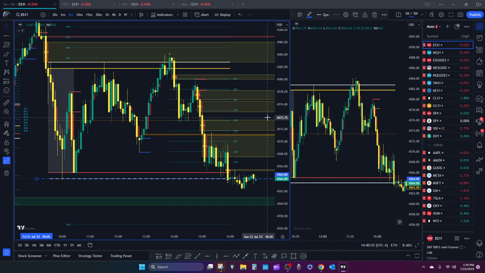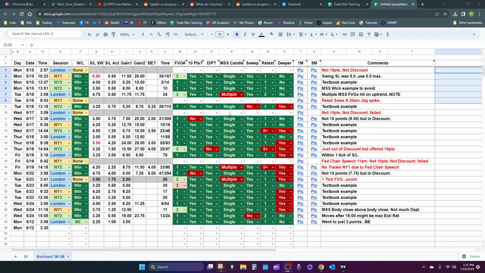It doesn't mean you can't take it. Again, we're just looking for probabilities, and if you're finding that you're taking trades that don't offer 10 points a lot, or in your backtesting you see that those fail, they don't reach because the move has already happened, it's already extended quite a bit, that gives you the confidence you need to know, yes, I can take that trade, or no, I can't take that trade. That's what backtesting does for you.